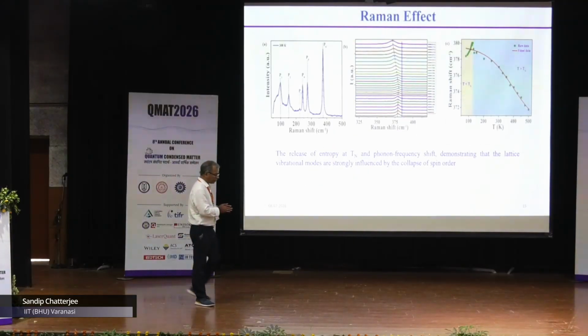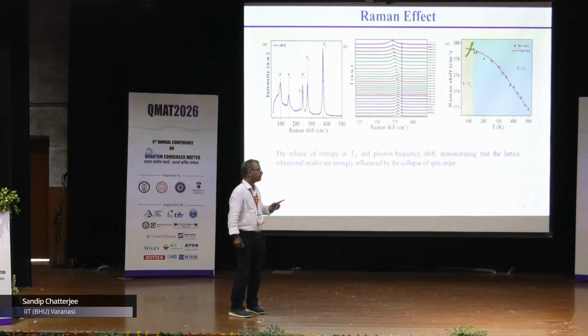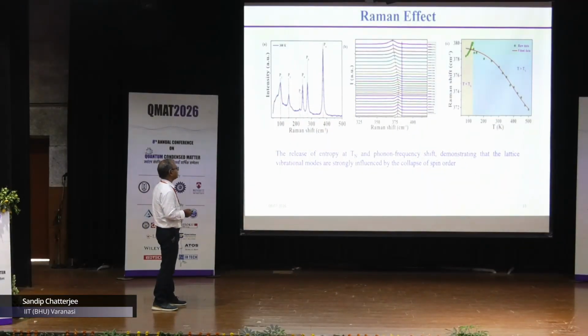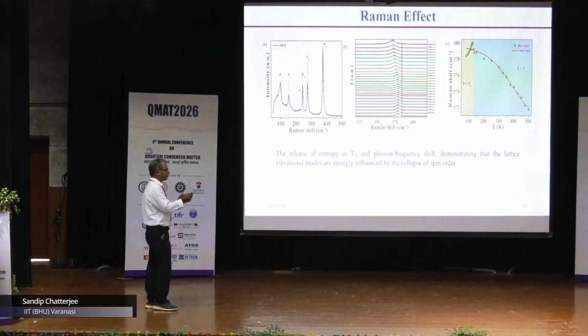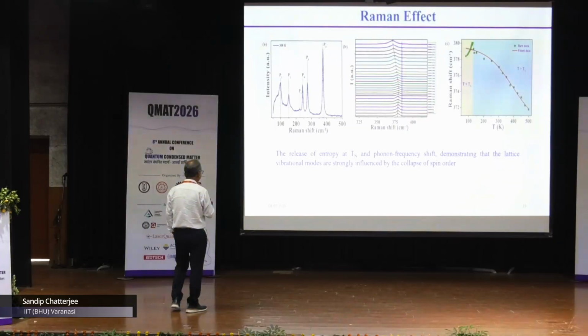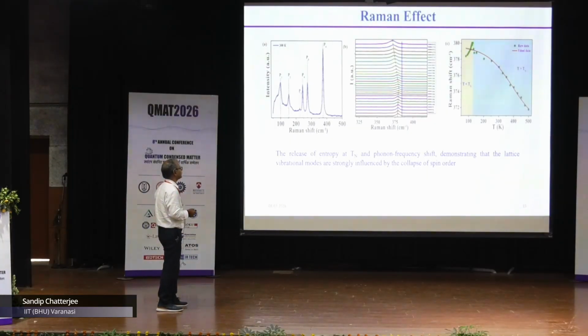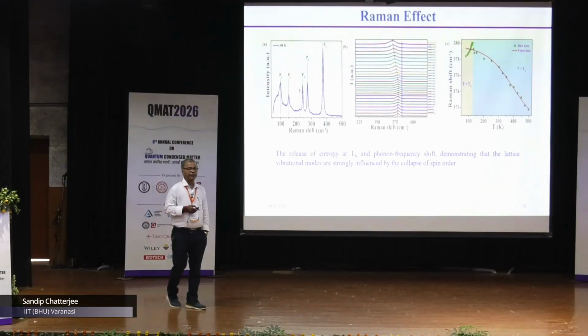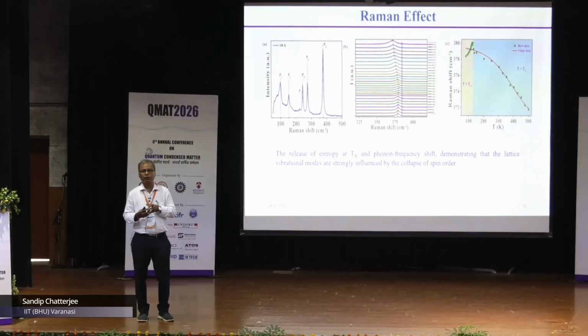We have already mentioned that it proves the lattice vibration, so we have measured the Raman effect, and it shows that at the transition temperature around 119 Kelvin, there is a deviation from linearity. As I've mentioned, at the transition point from the specific heat, there is a collapse of the entropy. So the release of entropy at TN and the phonon frequency shift demonstrate that lattice vibrational modes are strongly influenced by the collapse of spin order. Therefore, from the Raman measurement, we see there is a strong spin phonon coupling.